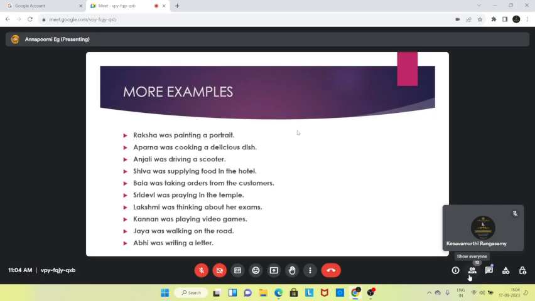Rakshana. Yes, ma'am. Jaya was walking on the road. Jaya is subject, ma'am. Was walking is verb, ma'am. On the road is object, ma'am.